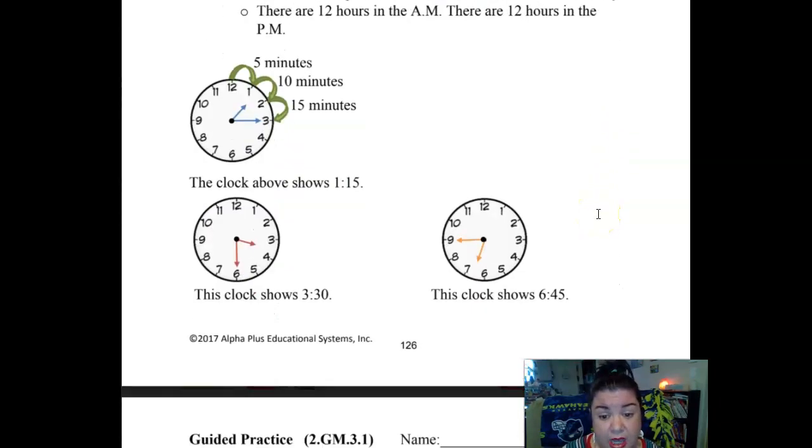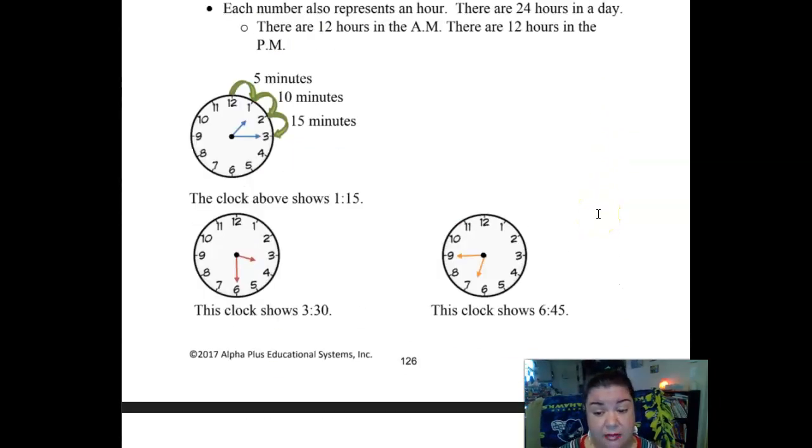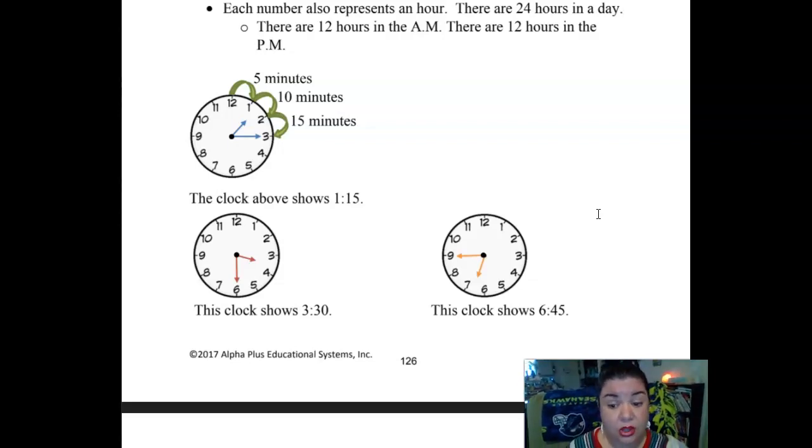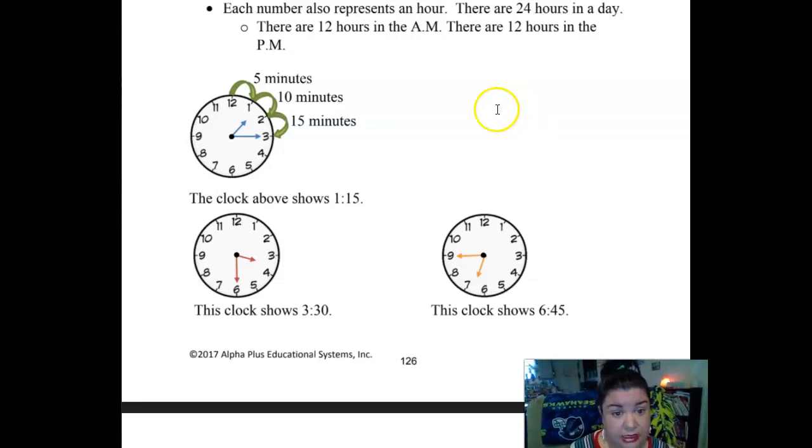So you've got to learn to count by 5. If you don't have your skip counting by 5s down, you really want to practice that because that's going to help with all of your telling time. Okay, so let's look at this. So we start at the 12. So this will be 0. And then 1 is 5, 10, 15, 20, 25, 30, 35, 40, 45, 50, 55, and then we're back at 0.